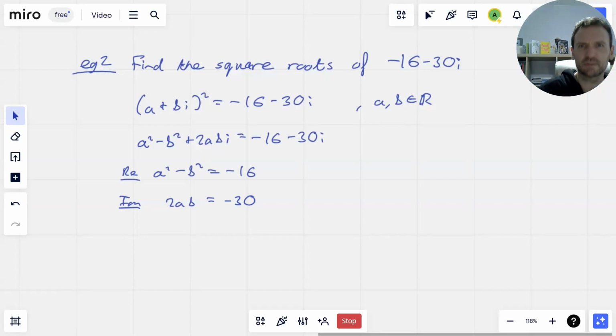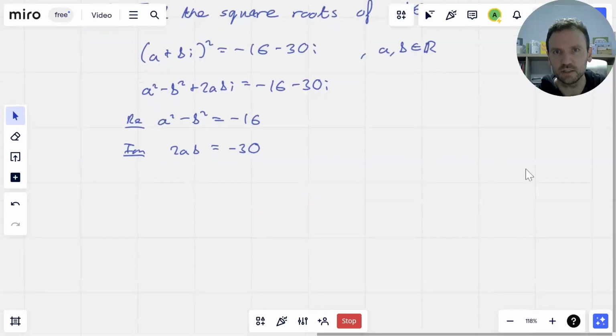So we've now got 2 simultaneous equations in terms of a and b. They're not the nicest simultaneous equations, but they are simultaneous equations nonetheless, and we can go through and solve these. So at this stage, what we're going to try and do is eliminate one of our variables. If we rearrange this second equation, dividing by 2a, we can get b is equal to negative 15 over a. So dividing by 2 gives us negative 15. Dividing by a then gives us negative 15 over a.